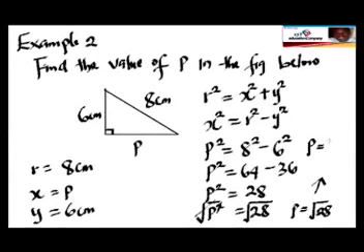So I have 5.29 as my final answer. So this is what you have as the value of P. Now we can take another example here.